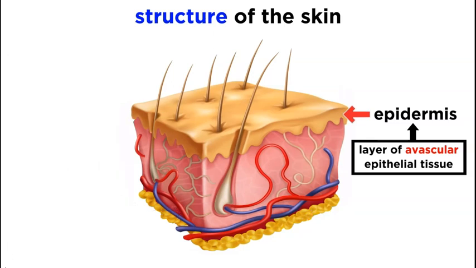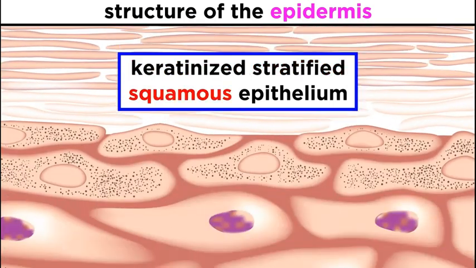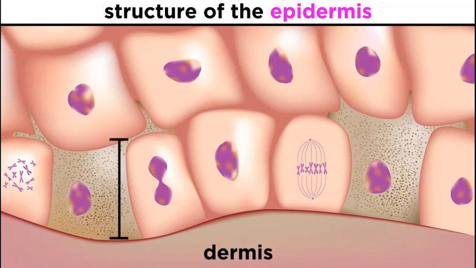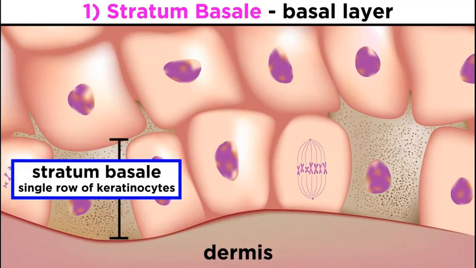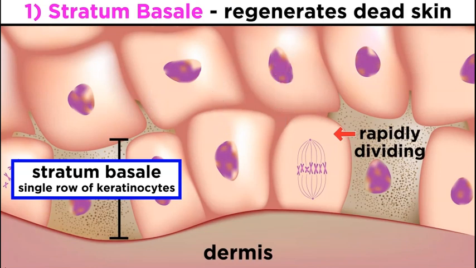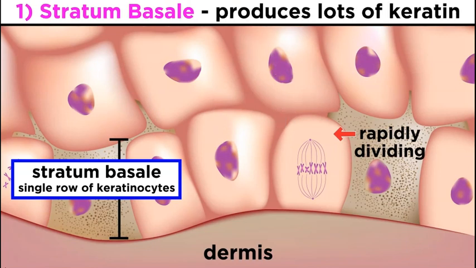Now let's zoom in on the epidermis, the thin outer layer of the skin. This is made of keratinized stratified squamous epithelium, made of 4 different cell types in 5 layers. The deepest layer, the one attached to the dermis, is called the stratum basale, meaning basal layer. This is made of a single row of cells, most of which are called keratinocytes. These are rapidly dividing all the time, pushing new cells up into the layers above to help regenerate dead skin and producing lots of keratin as they do so.